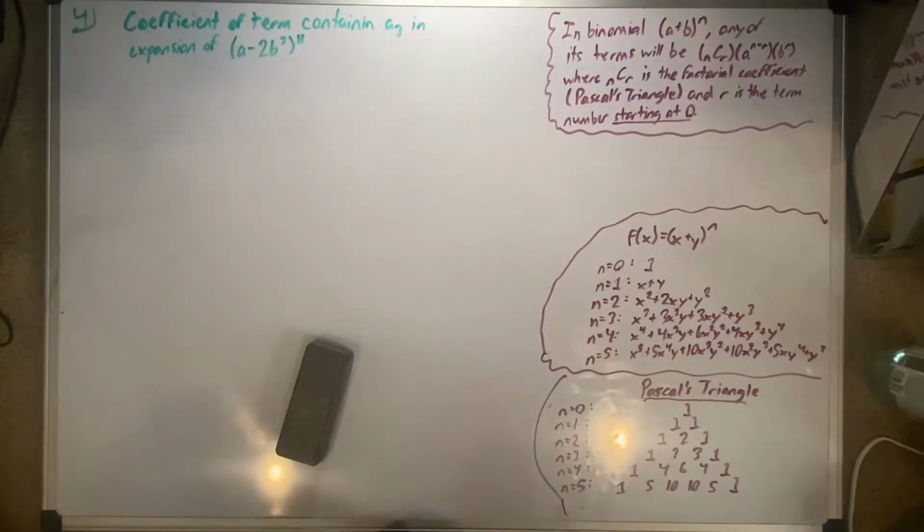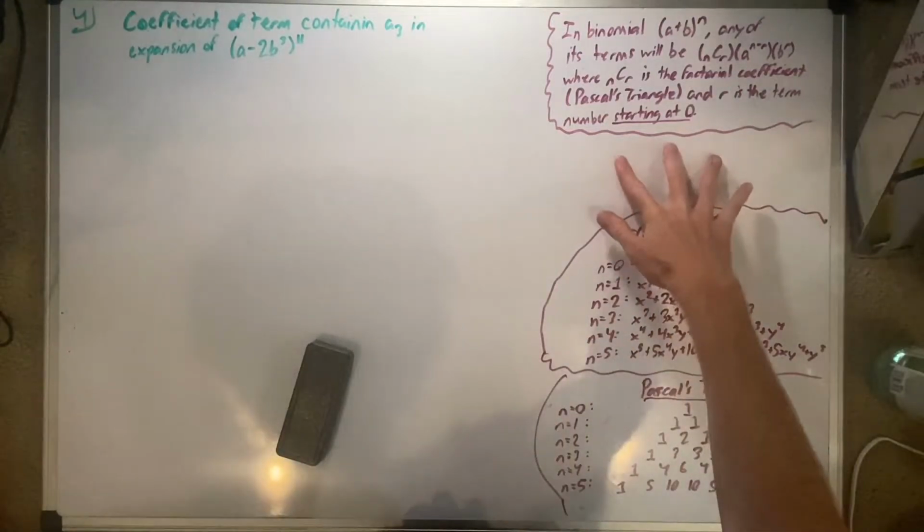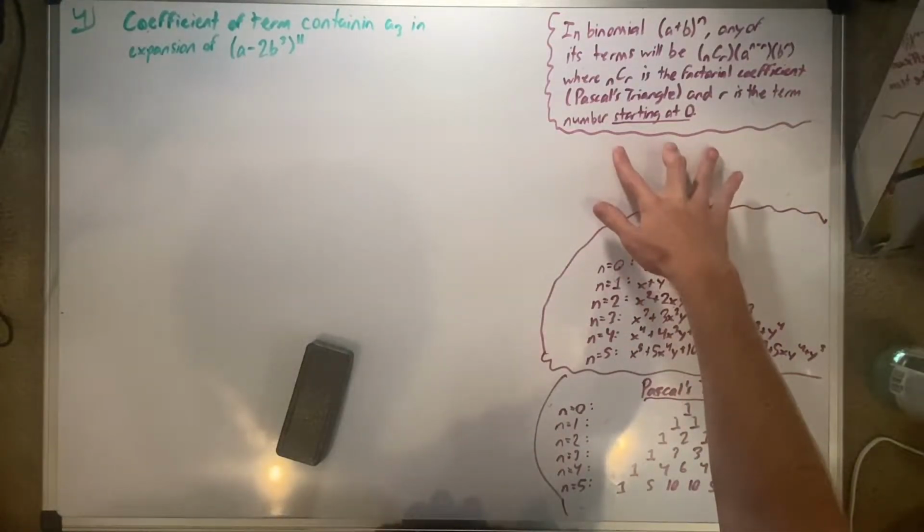All right. Chapter 14 is all about binomial theorem and sequences, arithmetic and geometric. But we will begin by talking about binomial theorem. So, binomial theorem is this essentially here.